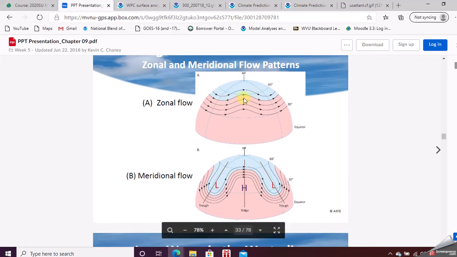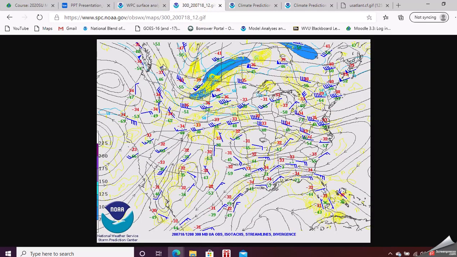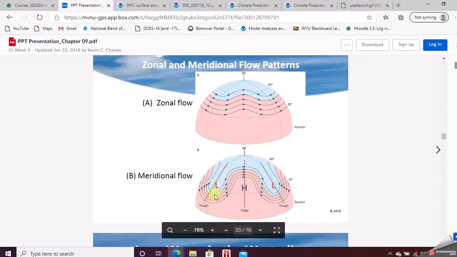Look at the zonal flow. Basically, just small dips. And if you were to look at our 300 millibar, I would argue that that's almost a zonal flow right now. It's not a big dip down in the atmosphere. In the wintertime, however, if you go back to this chart, look at how deep these troughs can get. And sometimes they go all the way down into the Gulf of Mexico.